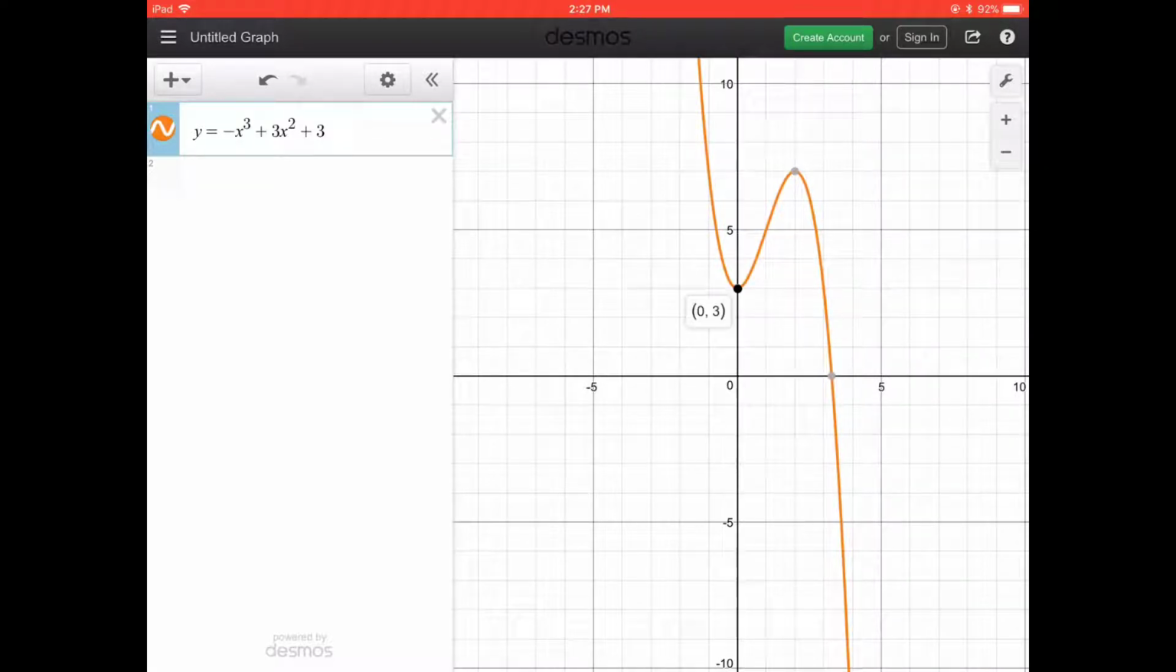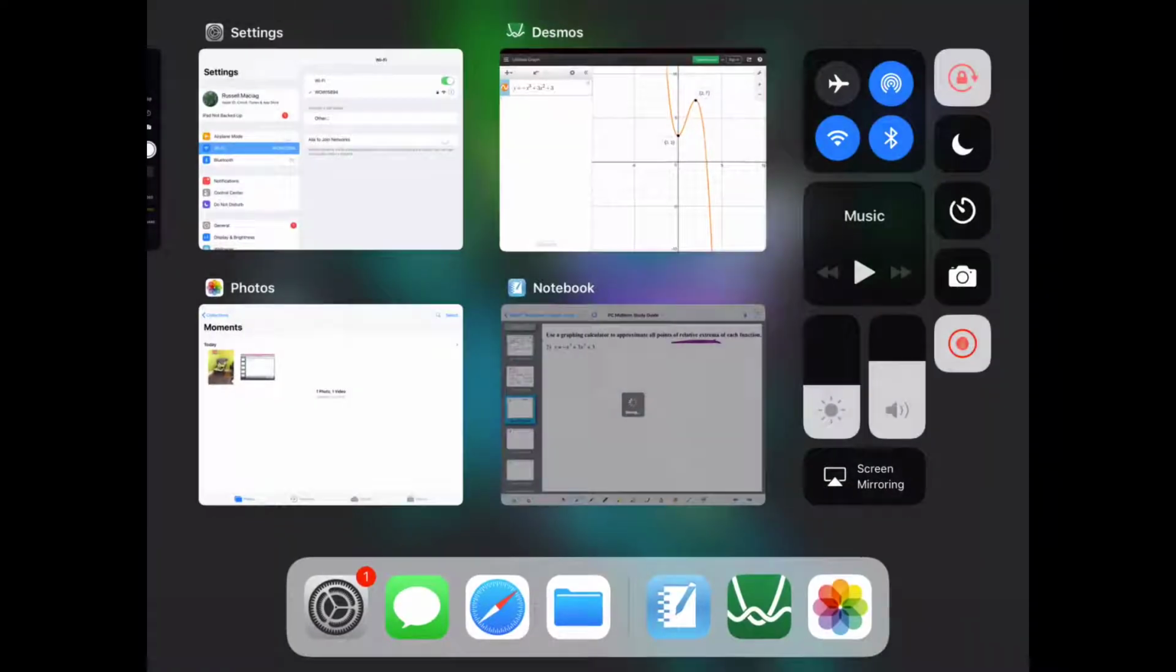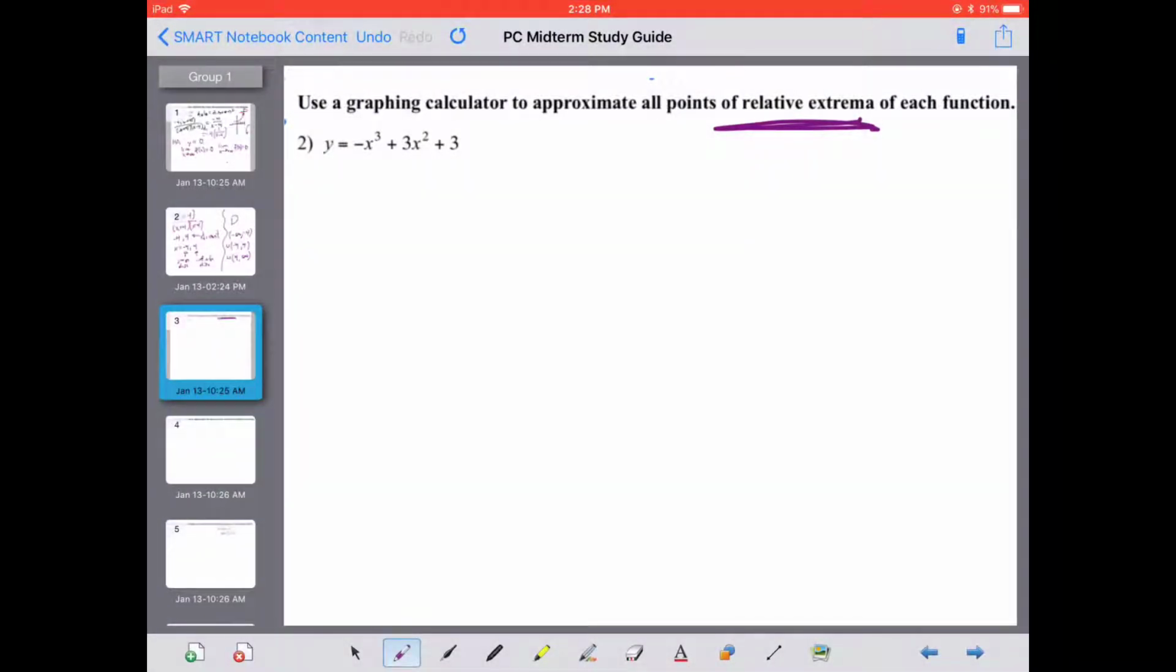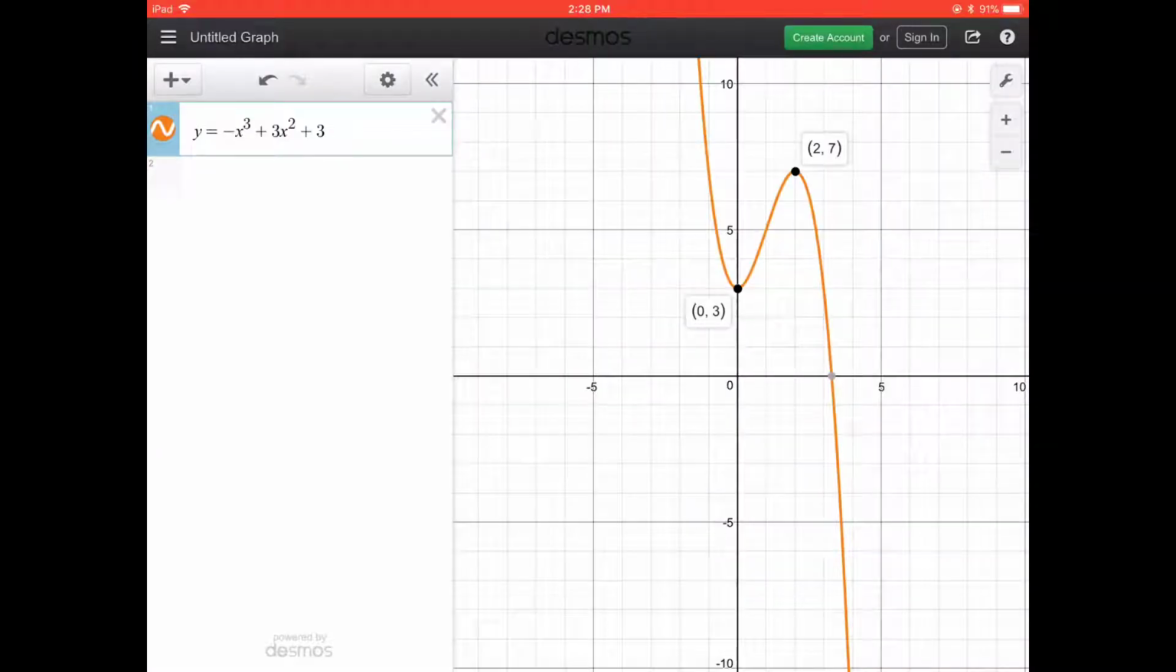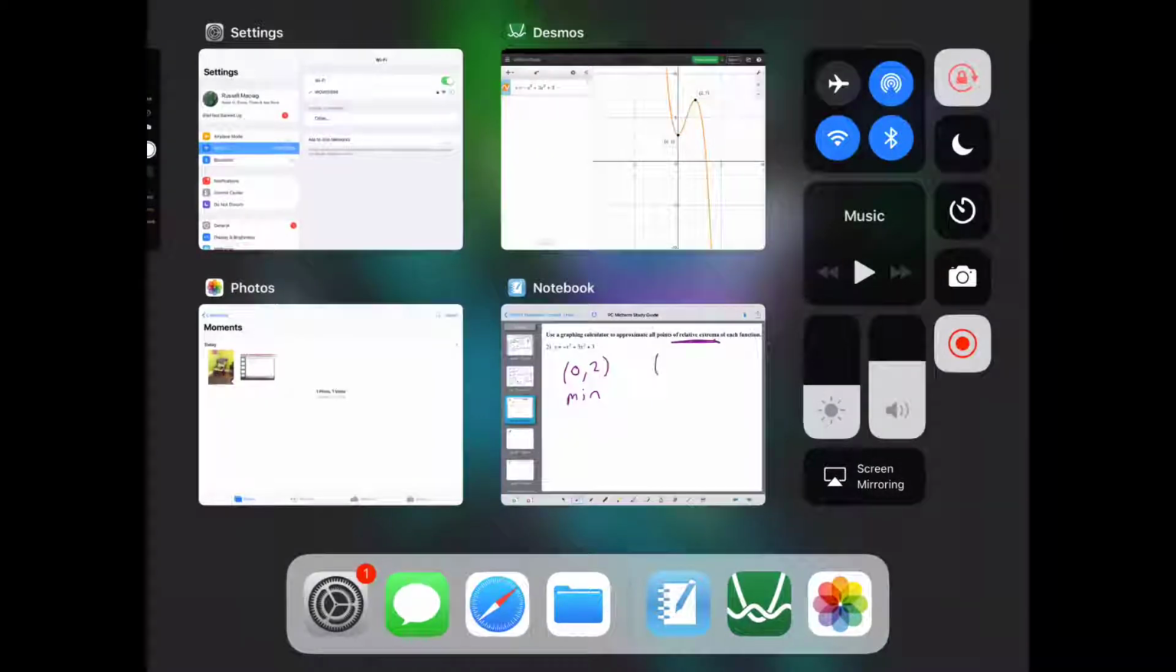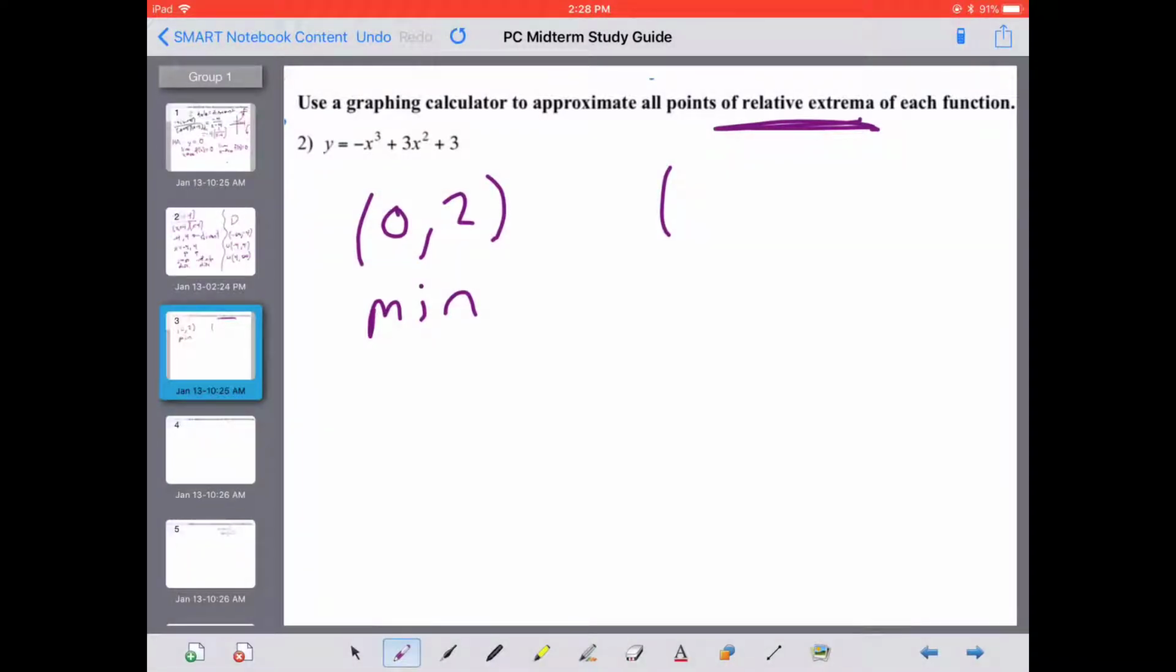But we do see a local extrema at (0, 3) and at (2, 7). So when we're doing this, we usually only care about the y value for our local extrema. So let's go back to our study guide and actually do some notes. So we had a local extrema at (0, 3), and that was a min. And then we also had another one, and I already forgot it, a max at (2, 7). Sorry. And this one was at (0, 3), not (0, 2).